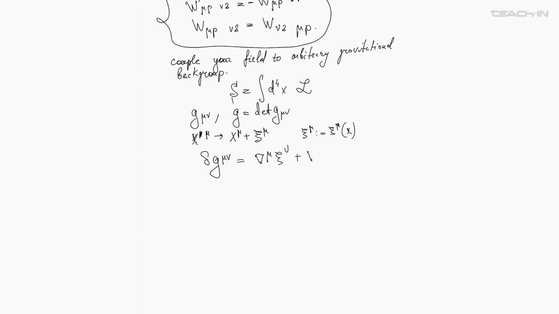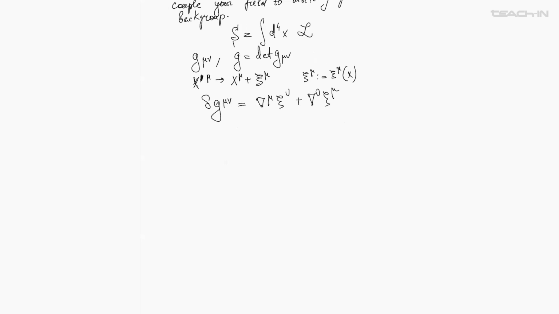So the transformation law for the metric looks like this. And this transformation of the metric then induces a transformation of the action. If you perform a variation of the action under diffeomorphisms, then the action responds in the following way. You need to take the derivative of the Lagrangian with respect to the metric, and then multiply this by the variation of the metric. But the variation of the metric is this object here, right? So this would be the variation of the action.